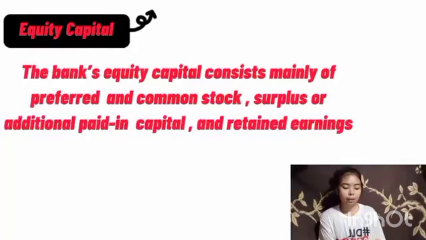The bank's equity capital consists mainly of preferred and common stock, surplus or additional paid-in capital, and retained earnings. Regulations require banks to hold a minimum level of equity to act as a buffer against losses from their own and off-balance sheet assets. So next is the OBS.